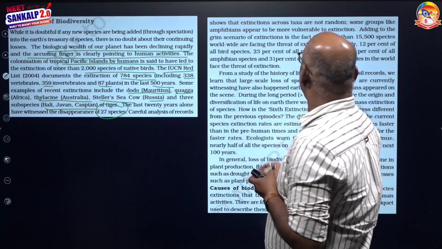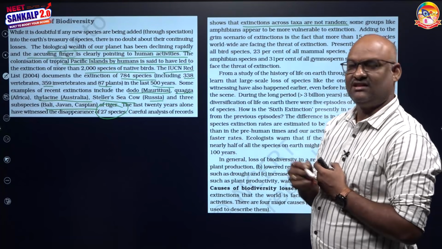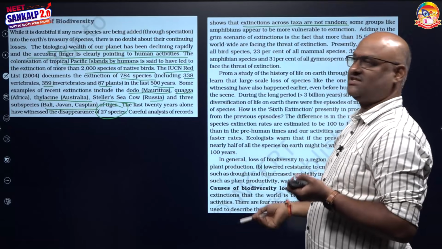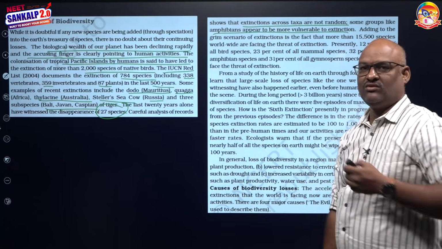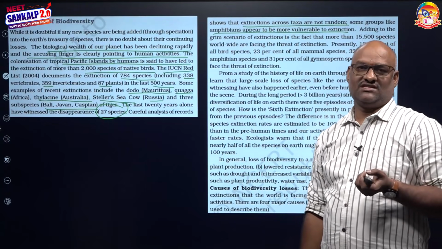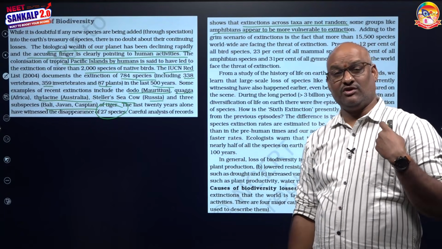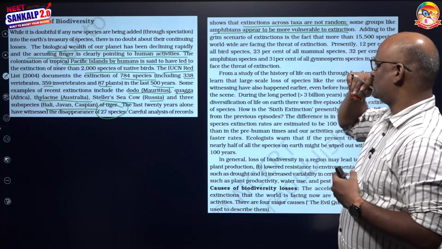Okay, now, these extinctions are not random across the taxa. They are different. For different taxa, different extinctions are possible. Some groups like amphibians are more vulnerable to extinction, because they need water for their survival and for their reproduction. Cutaneous respiration occurs here. So mostly amphibians are more vulnerable to extinction.